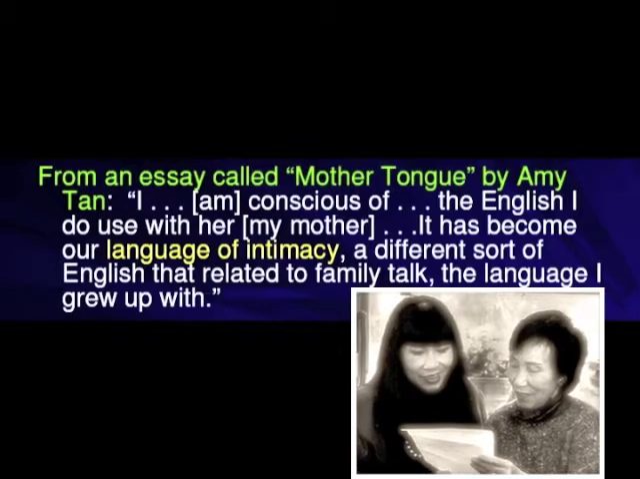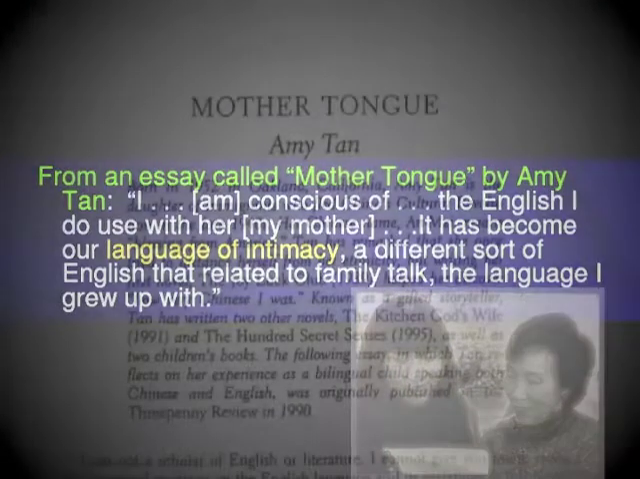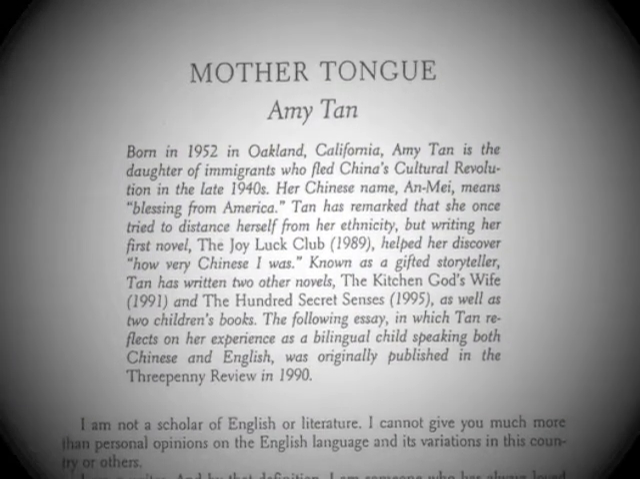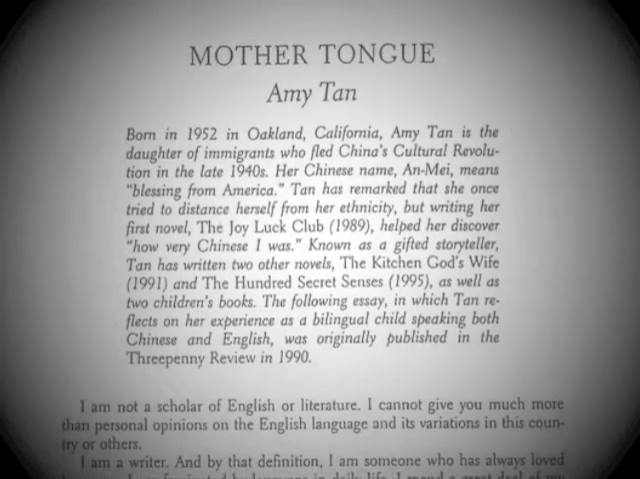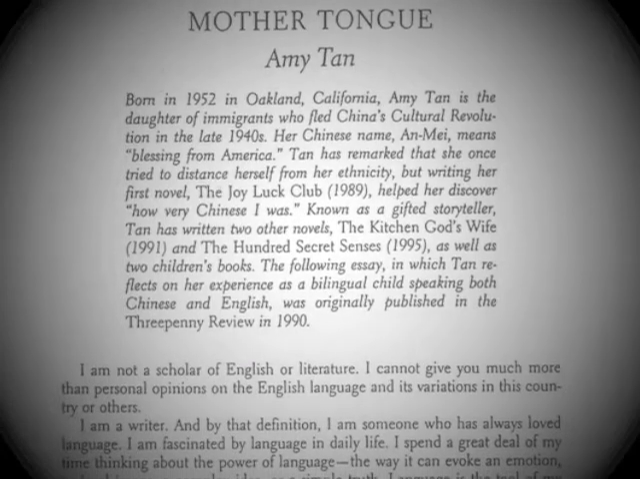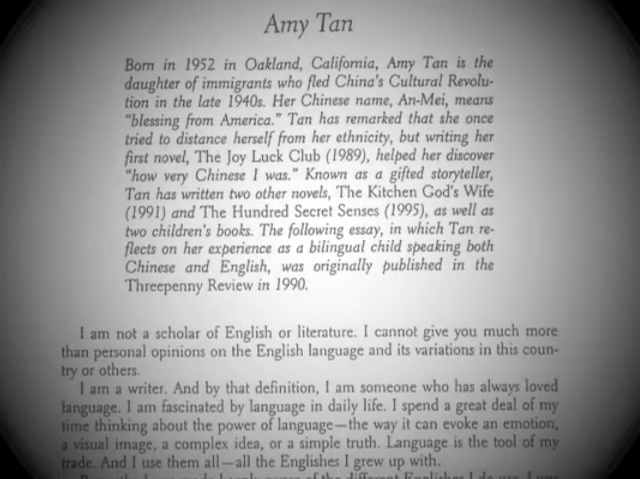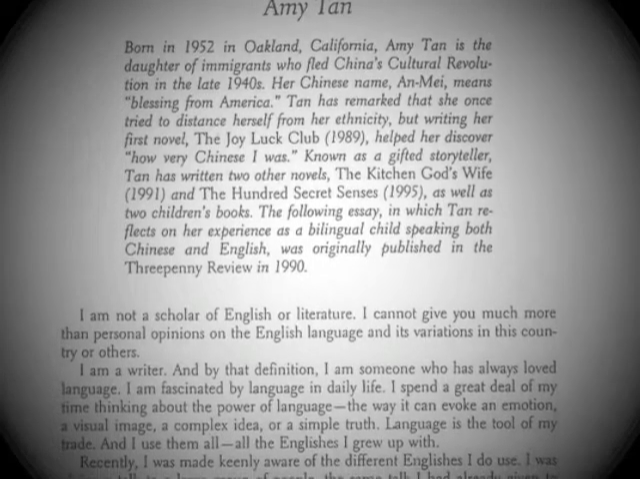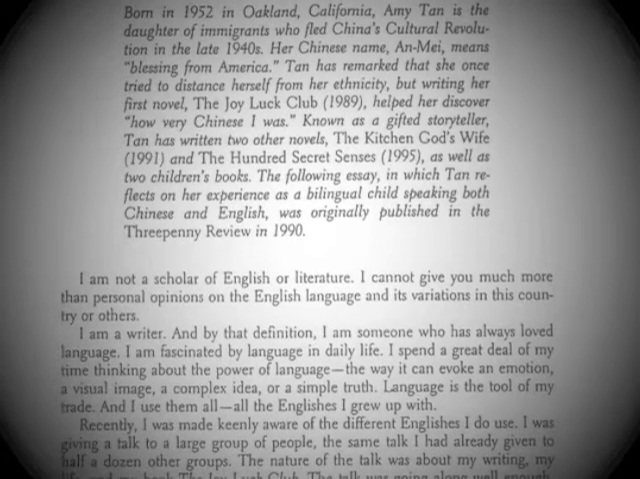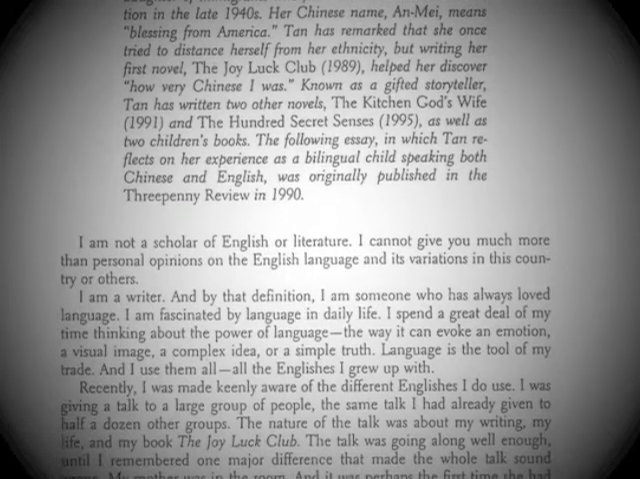"I'm conscious of the English I do use with her." She's referring to her mother. "It has become our language of intimacy, a different sort of English that related to family talk, the language I grew up with." In this essay, Amy Tan is really describing the particular forms of English that her mother speaks. Some of it is for business purposes, other use of English is more for intimate relations, like to talk with her daughter, to talk with people within the family. She describes 4 different types of English, one of which is a broken English.